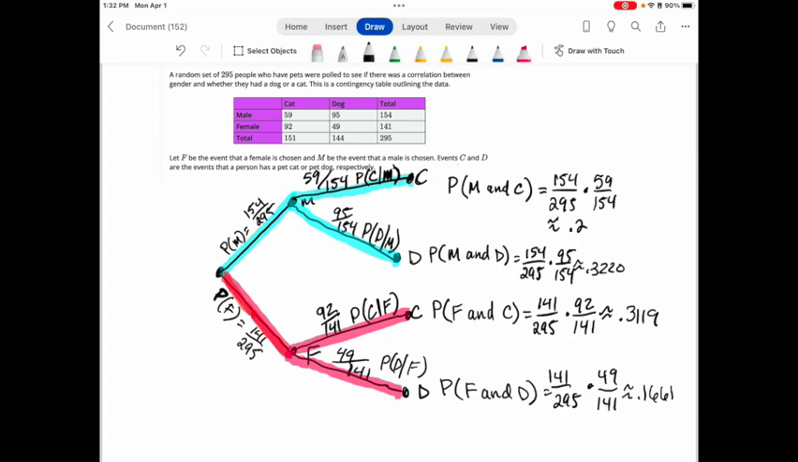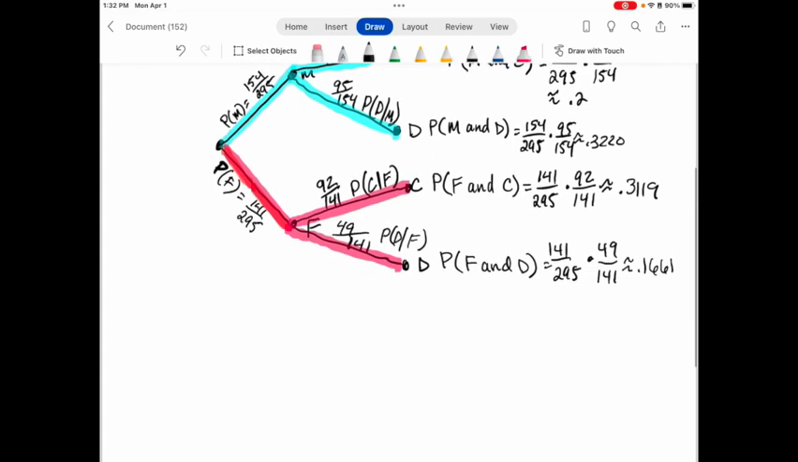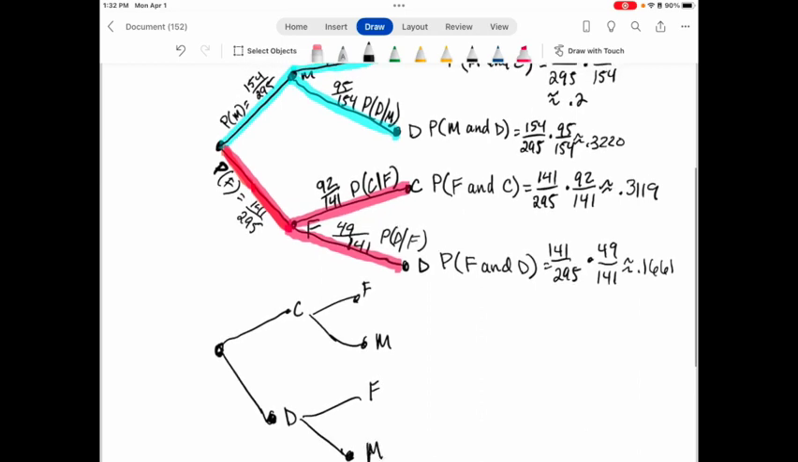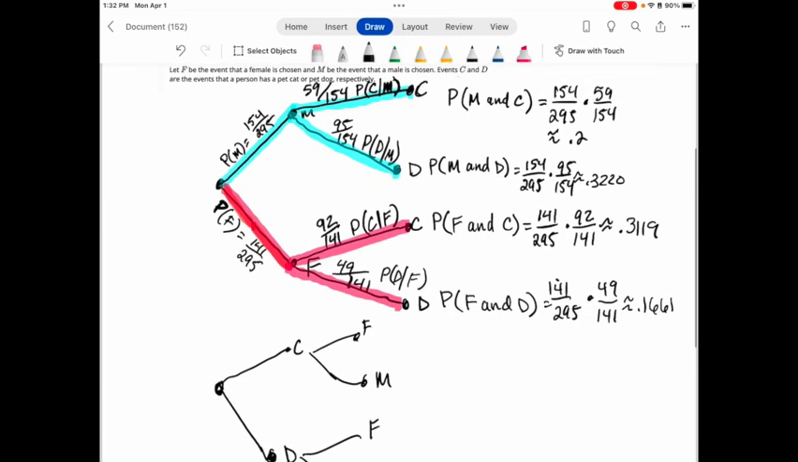What I would like you guys to do is take a minute and try it the other way, where you look at picking a cat or a dog first, and then you look to see if the person is male or female. So your tree diagram would look like this. What's the probability of picking someone with a cat or a dog first? And then you look at female versus male for each of those, and then find those probabilities. Those probabilities should match up with what we did up at the top here.